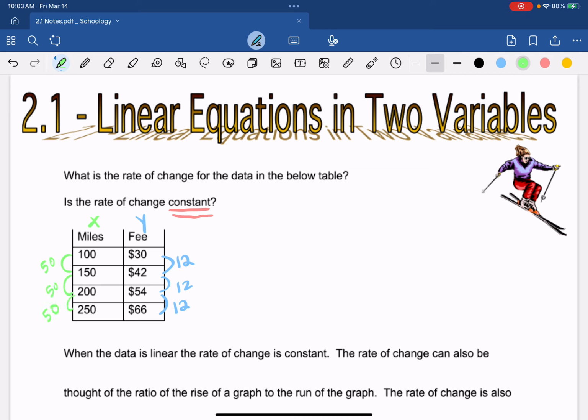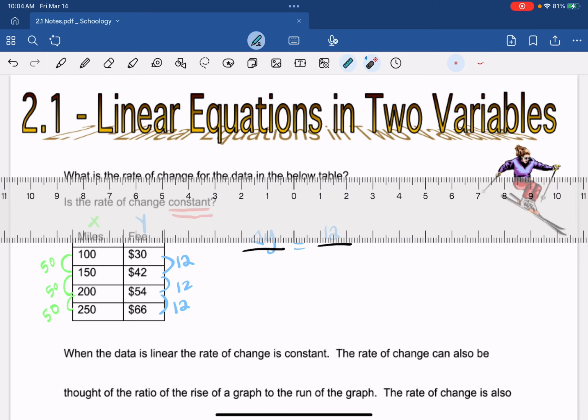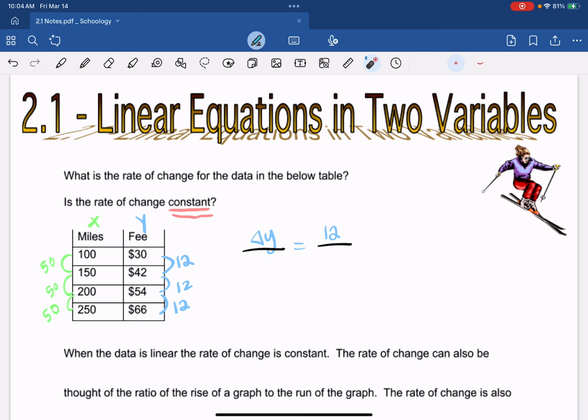So if we're thinking about change, we always use the symbol of a little triangle to represent change. Okay, so change in y is going to represent 12. And rate of change, right, we're doing something per something, miles per hour. Here we're doing fees per mile. Okay, remember our fee, our y always comes first, so fee per mile. So I've got 12 over my change in x is 50. And that's the same. Okay, so yes, my rate of change is constant.